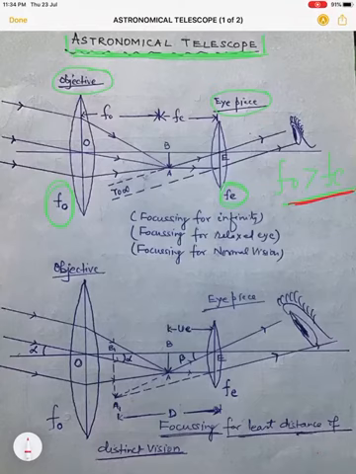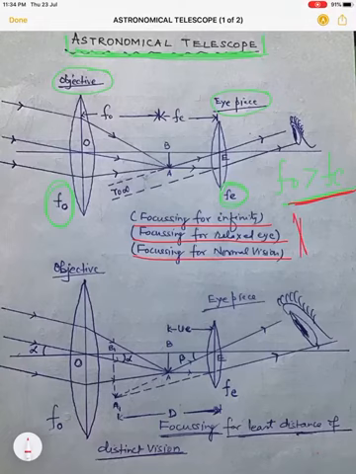Now the astronomical telescope can be used in two types of adjustments. One is called focusing for infinity, or focusing for relaxed eye, or focusing for normal vision. All three are the same. And the second is focusing for least distance of distinct vision.